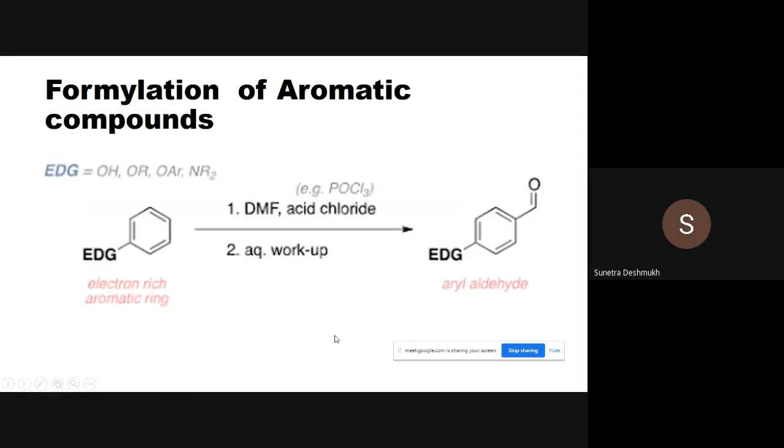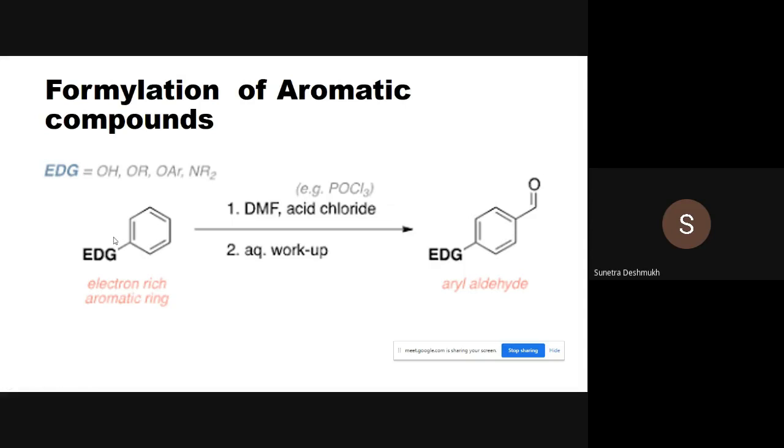Normally, we do the formylation, that means addition of a formyl group. It's a substitution reaction, an electrophilic aromatic substitution reaction of the aromatic compound. So normally we conduct this reaction with aromatic compounds. Here I am giving the general reaction for the Vilsmeier-Haack formylation.